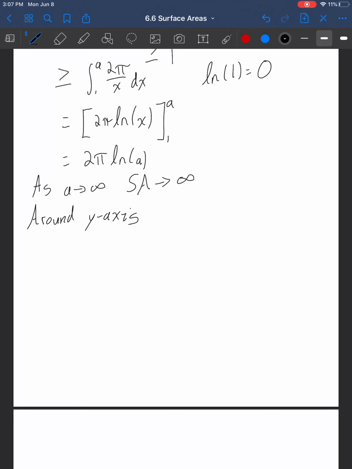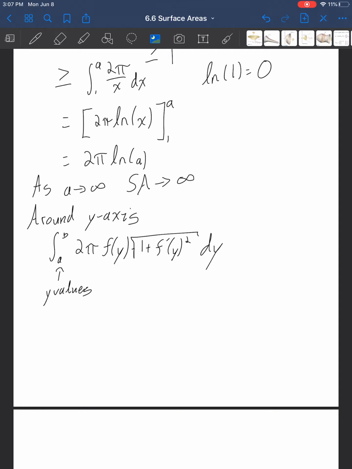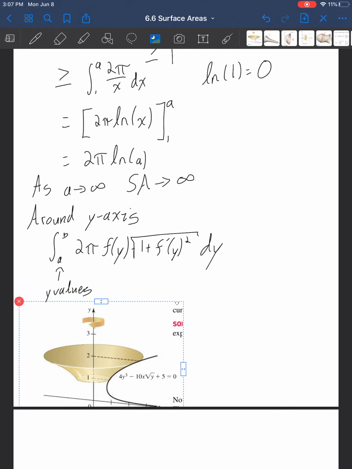So around the y-axis, we're going to get an integral from a to b, where these are now y values, of 2 pi f of y square root of 1 plus f prime of y squared dy. Same formula, just y's now instead of x's.